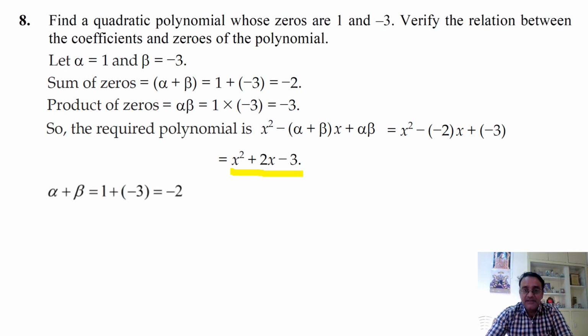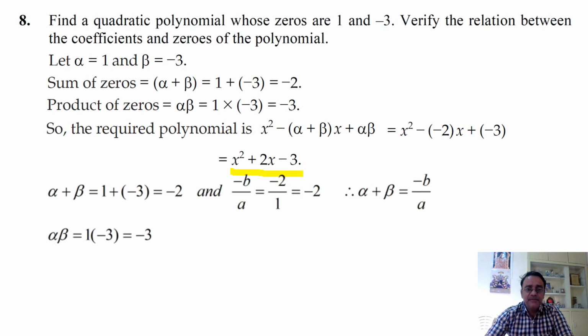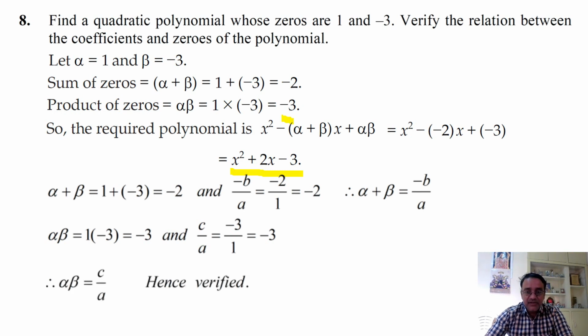So alpha plus beta we have already found. So no need of writing once again. We can directly find minus b by a, that is 2, and therefore alpha plus beta is equals to minus b by a. Second is alpha into beta, that is minus 3. This also we have already got here. So directly we can find c by a, that is minus 3 by 1, minus 3. So therefore alpha beta is equals to c by a. So hence verified. So relationship between these two we verify.